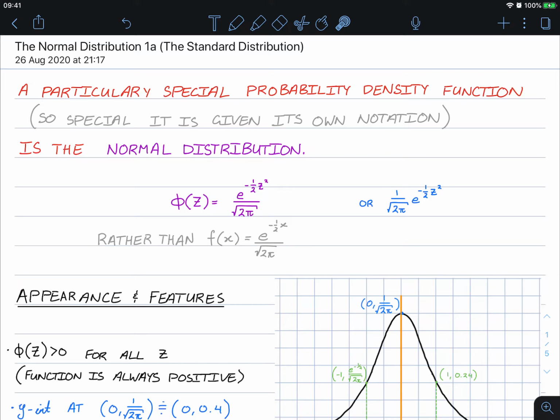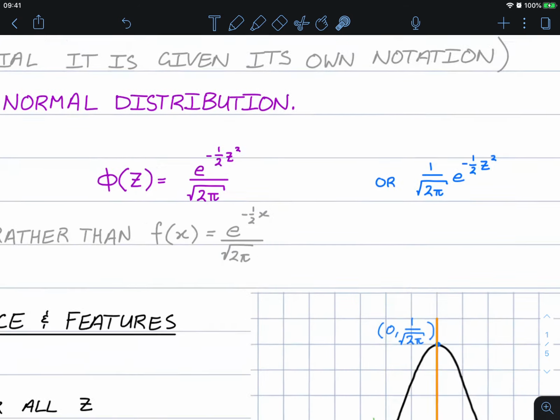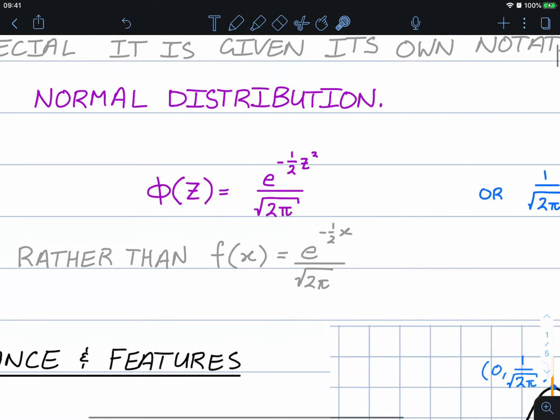In this video we'll be looking at the standard distribution, a particularly special probability density function. It's actually so special it's given its own notation. It's called the normal distribution. In this video we'll be looking at the standard normal distribution.